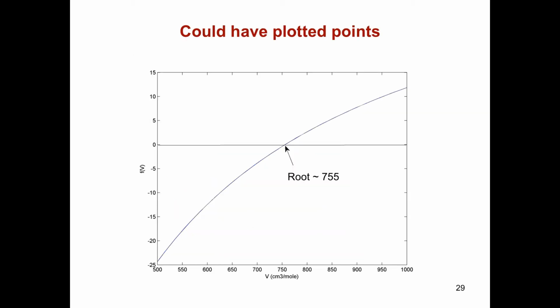I could have just plotted the function as a function of V. And then I just see where it intersects 0. So this is a graphical way of solving this problem. Boom, it's somewhere here. I could zoom in to try to find it, and it's approximately 755. If I need to be more exact than approximately 755, then of course I need to program and actually get a proper value.